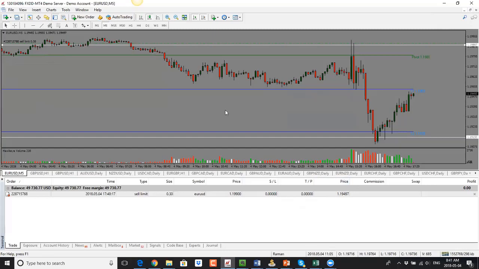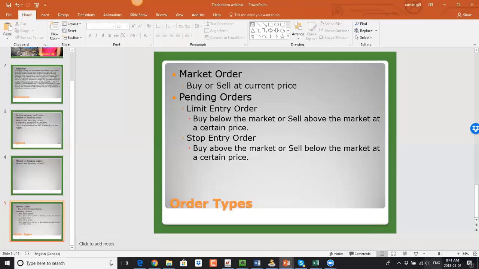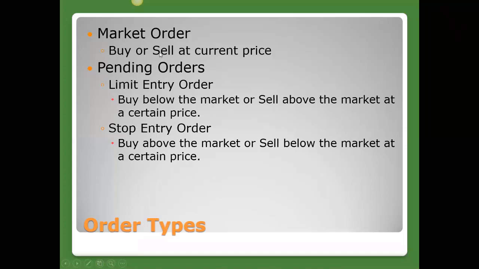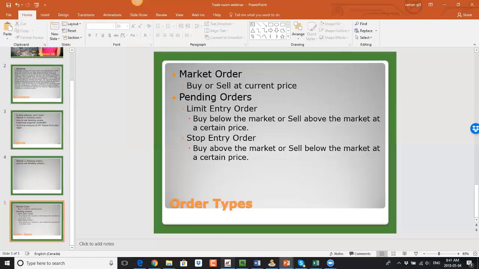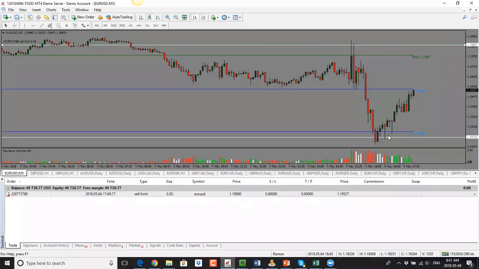So sell orders, we will generally place above the current market price, and buy limit orders, pending orders, will place below our current market price. So if we go back to our session here, our PowerPoint, we will see limit order, limit entry order, buy is below the market and sell is above the market. So this is exactly what we did here. Our buy was below the market, and you can have multiple orders going.